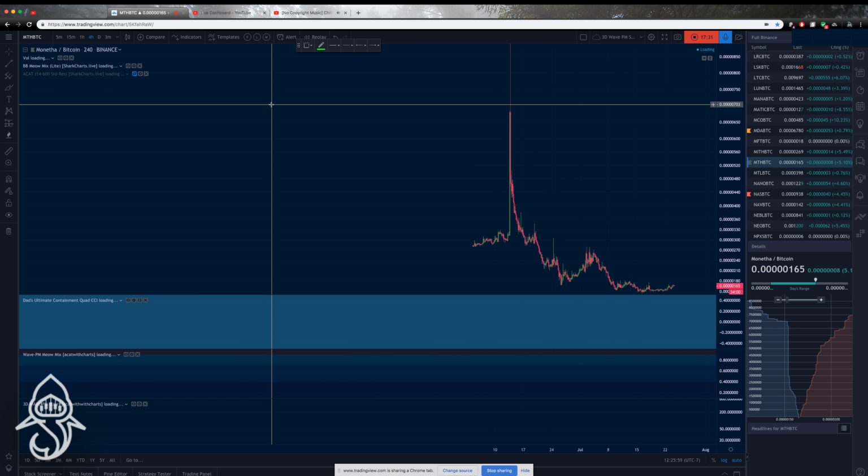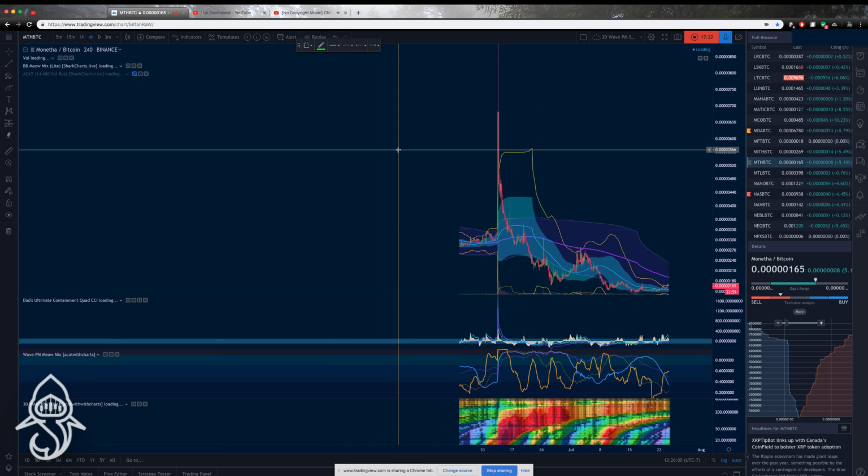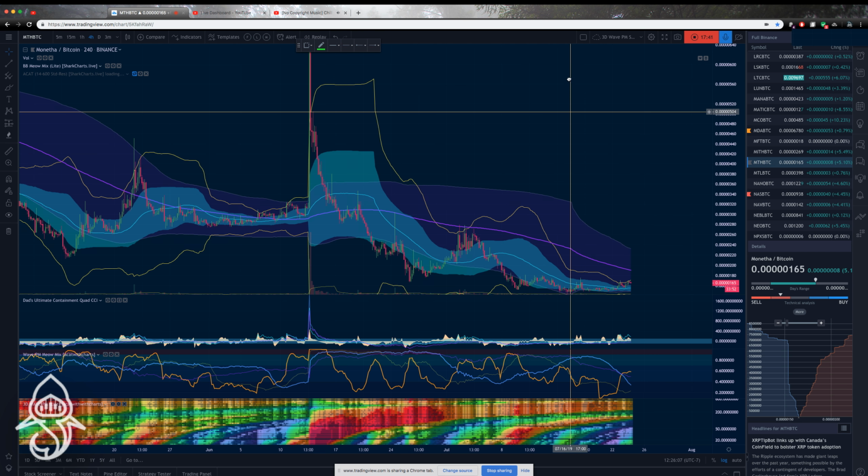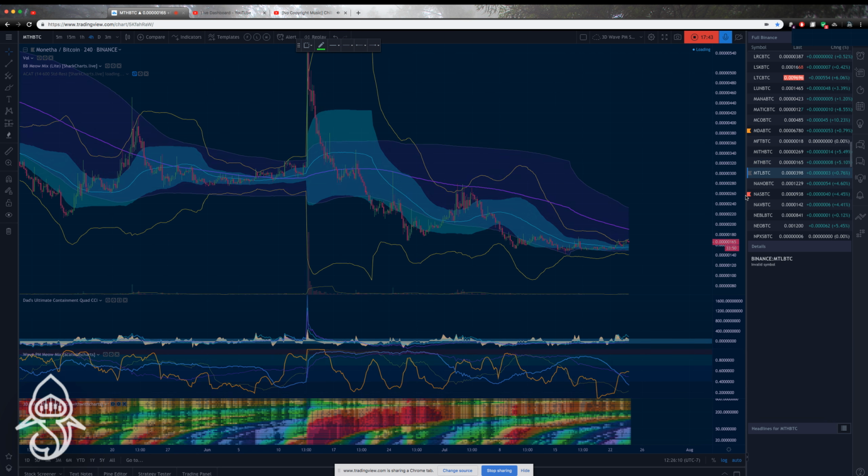Actually, Myth is super compressed compared to a lot of the other charts. I would consider that, because that's a really tight range down there. We actually seem to be at the swing low of that little volatility pop to the upside, so consider Myth.